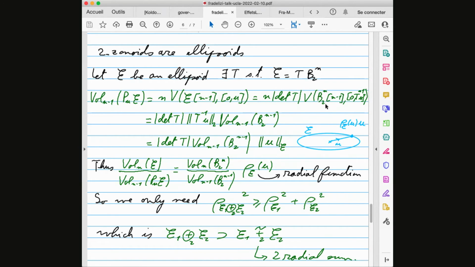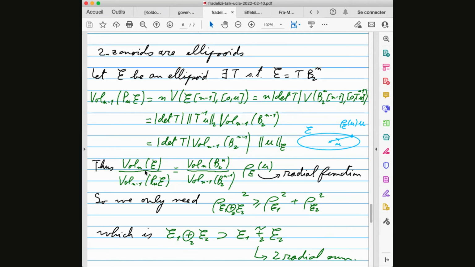But the projection of B_2^n is just a Euclidean ball of dimension n-1. So you get the absolute value of the determinant of T times the norm of T^{-1}u times the volume of the (n-1)-dimensional Euclidean ball. And now this norm of T^{-1}u is the same as the norm of u in the norm defined by the ellipsoid. And now the quotient we are interested in is just the volume of the ellipsoid divided by the volume of the projection.